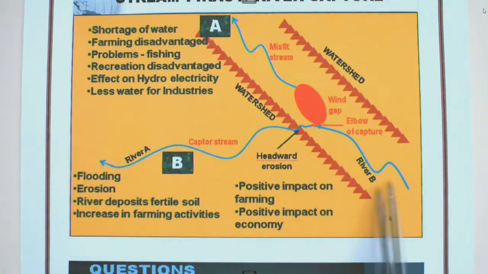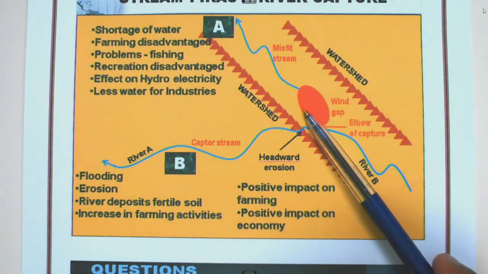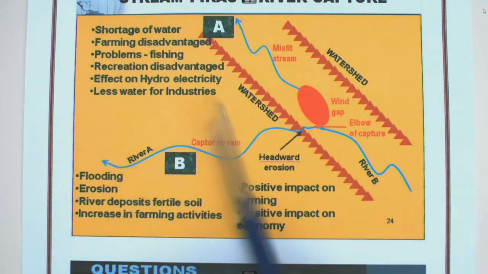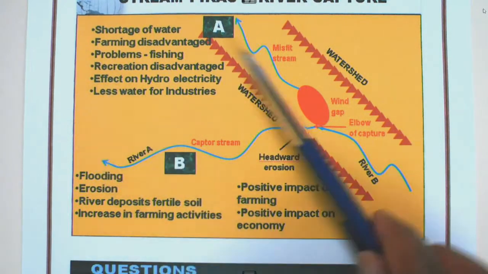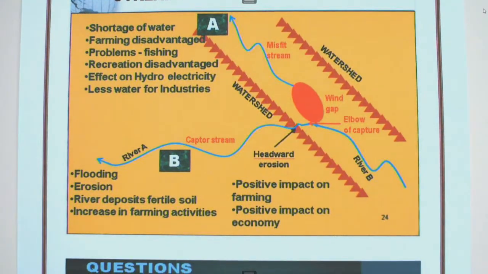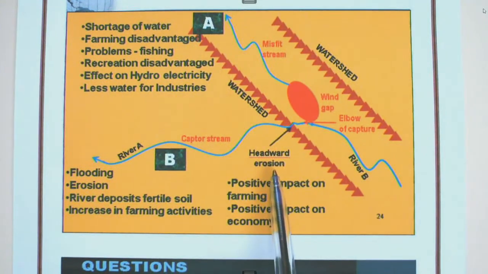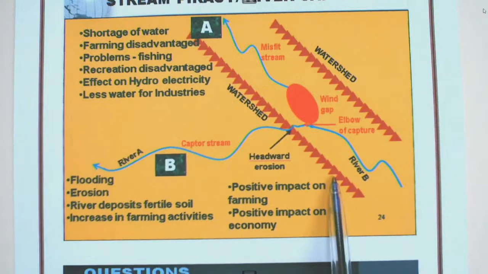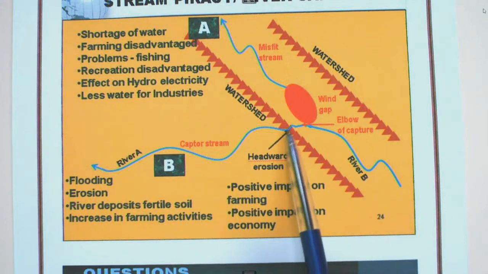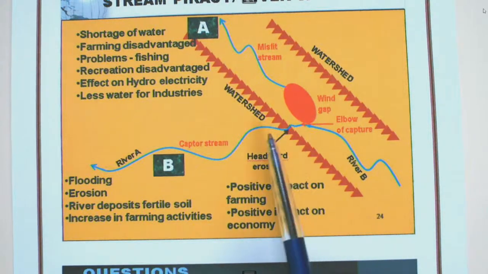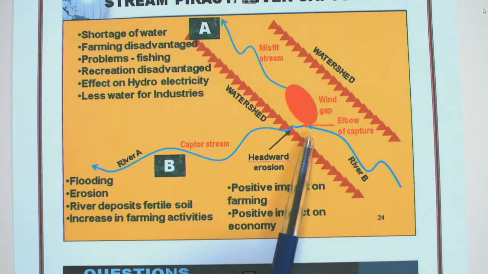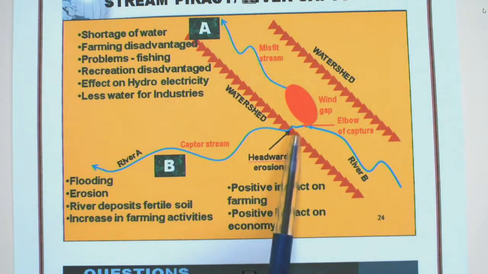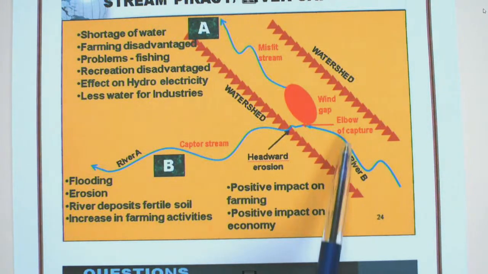So we have two rivers here, River A, which was supposed to go through in that direction, and River B on the other, separated by a watershed. Remember, a watershed separates one drainage basin from another drainage basin. So now we've had erosion towards the watershed. Sometimes this watershed is eroded away, and this stronger river is going to steal the water of the weaker river, and therefore the point where capture is taking place is referred to as the elbow of capture.